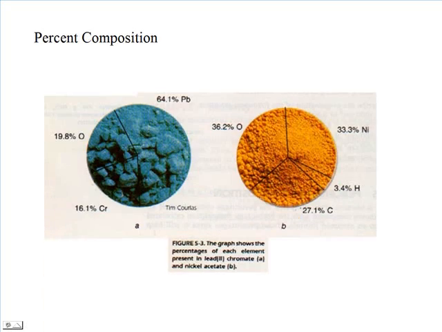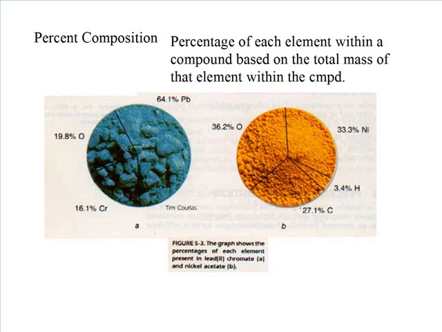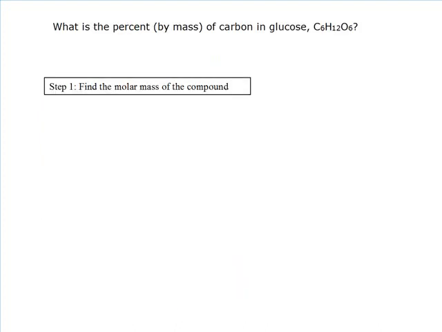Percent composition. When determining the formula of a compound, or discovering what that formula might be, one of the tools that a scientist has is determining what percentage by mass each element makes up of the compound. And so percent composition, by definition, is the percentage of each element within a compound based on the total mass of that element within the compound. That's why it's called mass percent.